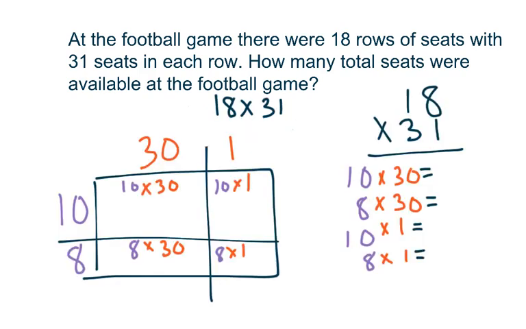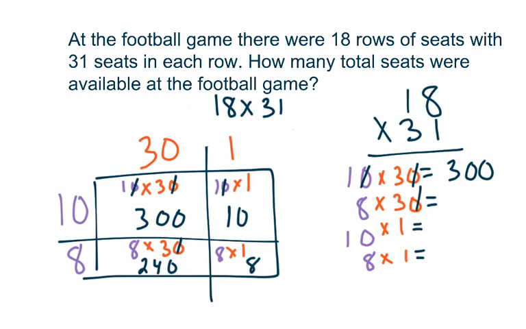So here we go. I got my problem all set up, ready to go. 10 times 30 is 300. Cross those two zeros out, place them down. 8 times 3 is 24, and I brought that 0 down. Here I get 10, and I get 8. I'm going to do the same thing over here for my partial products. I'm going to cross those zeros out, and I get 300. Here I get 240. 10 times 1 gives me 10, and 8 times 1 gives me 8.